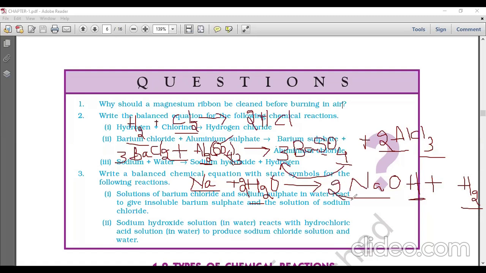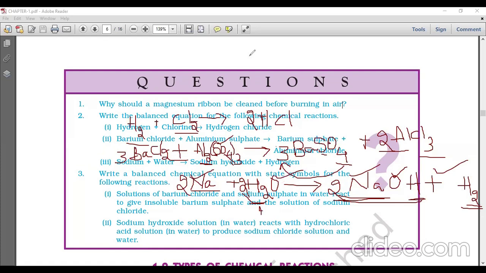Now you check once. So sodium, how many? 2 on the right side and here 1 only. So I'll keep 2 here. Now 2 sodiums balance. Oxygen, how many? 2 and here 2. It is balanced. Next one, hydrogen, how many? Here you have 2 and here 2. 2 plus 2 is 4, and here 2 into 2 is 4. Now it is balanced.